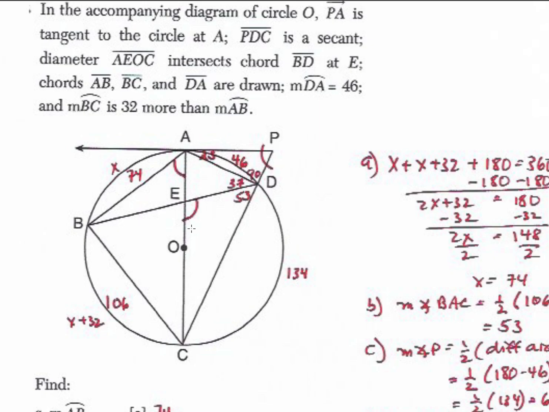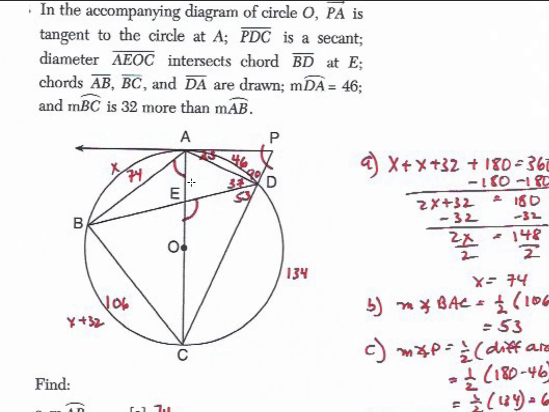What else does it talk to us about? It says the arc BC has to be 32 more than arc AB. So if arc AB is X, then BC is X plus 32. Together they add up to 180, which is the second part of the equation, or you add them all up plus the other 180 and get 360. It works out in part A, there's all the work in front of you. X works out to be 74.